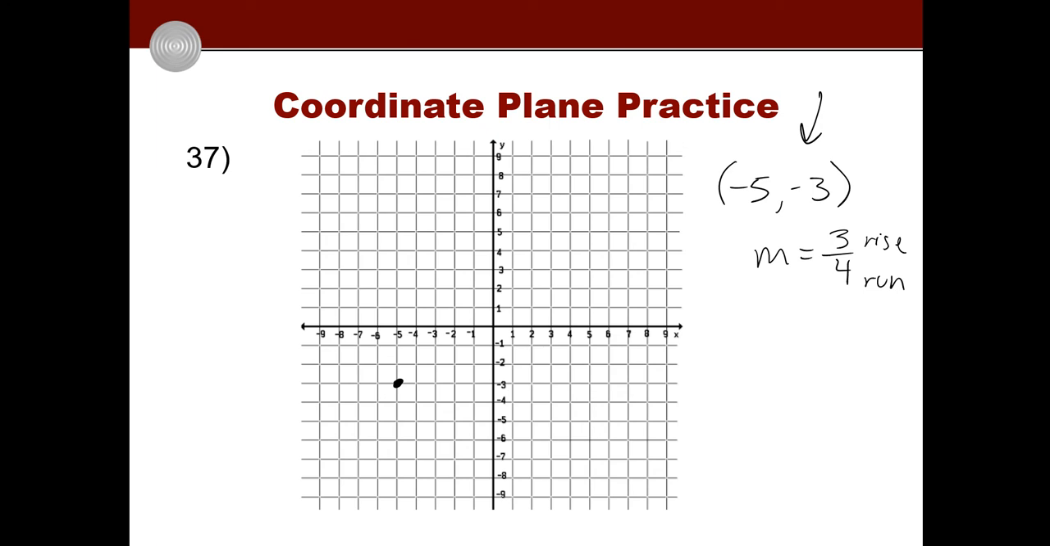And from my starting point, I'm going to use my rise and run to get 2 more points on this line. So I'm going to rise 3, 1, 2, 3, run positive 4, 1, 2, 3, 4, put a dot. And I have plenty of space, so I'm going to keep going this direction. Up 1, 2, 3, right 1, 2, 3, 4.